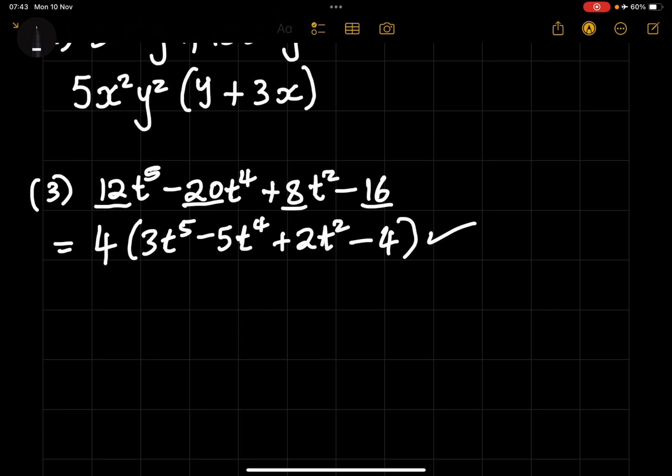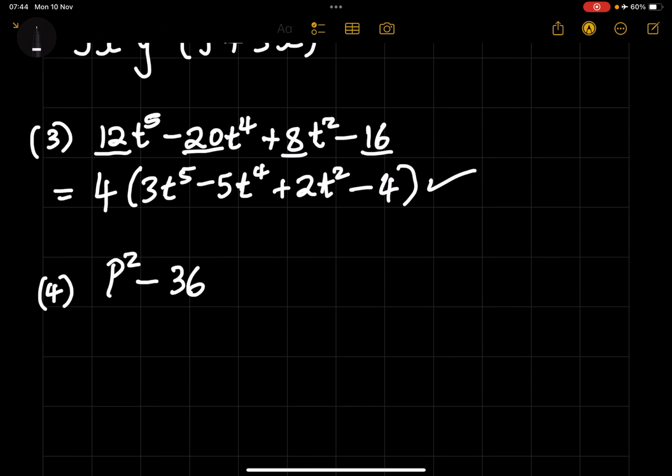Okay, now let's go to number 4. On number 4, we have p squared minus 36. So here, I want you to recognize that this is a difference of 2 squares because p squared can be broken into p times p, and 36 can be broken to 6 times 6. And then we have a minus. Hence, we're saying it's a difference of 2 squares.